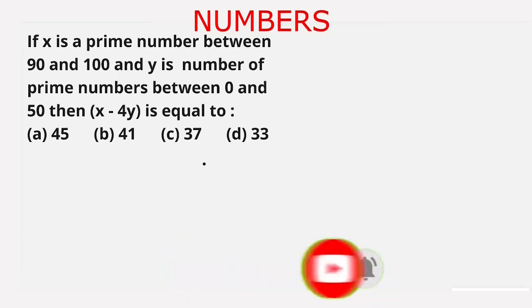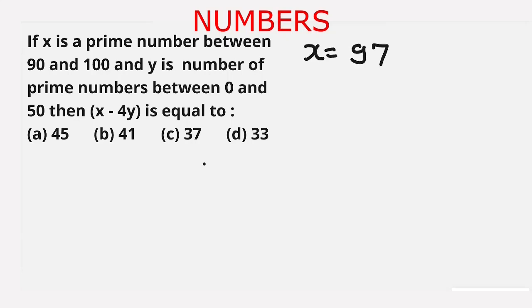The prime number between 90 and 100 is only one number, which is 97. So X equal to 97, and there are 15 prime numbers in between 0 and 50. So Y equal to 15, as it's given that Y is number of prime numbers between 0 and 50.